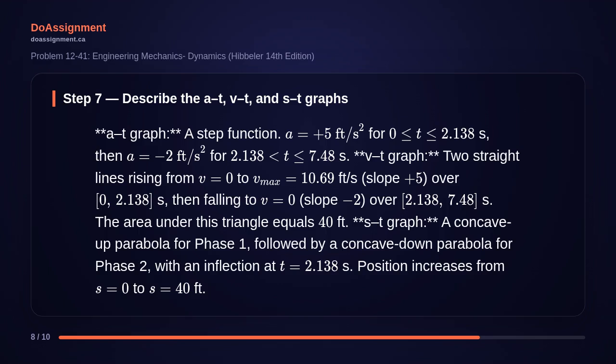The acceleration time graph is a two-value step function, +5 during acceleration, then -2 during deceleration. The velocity time graph is a triangle shape. It rises linearly to the peak speed, then falls linearly back to 0. The displacement time graph consists of two connected parabolas, concave up during acceleration and concave down during deceleration, smoothly joining at the transition point and ending at 40 feet.